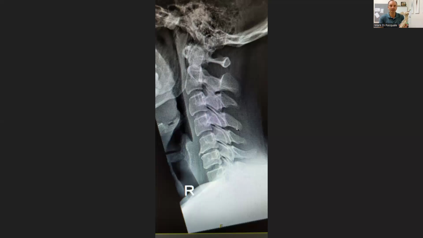So movement is key. And what's happening in this joint here is it's not actually able to move freely. So that's why it's degenerating at the back part of the joint here and also the front part of the joint. Now, there's evidence here of some trauma at this joint space here.